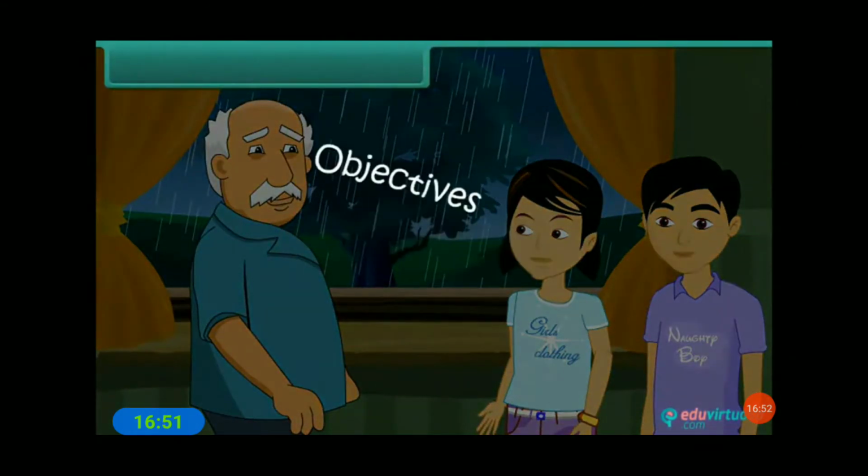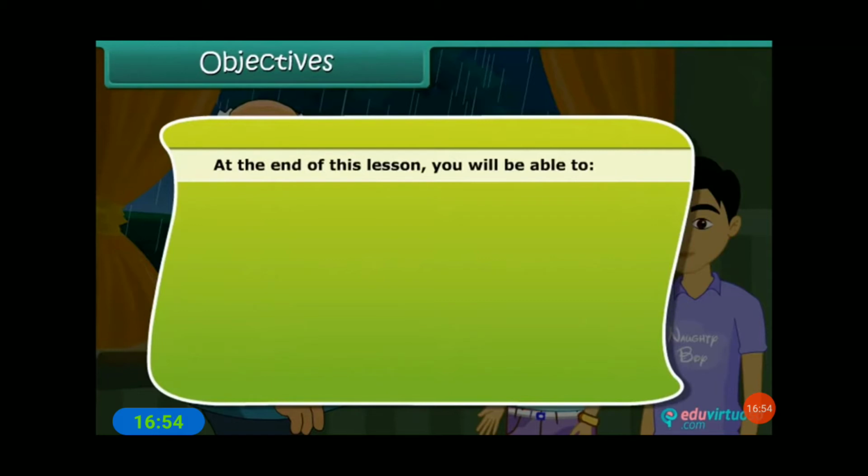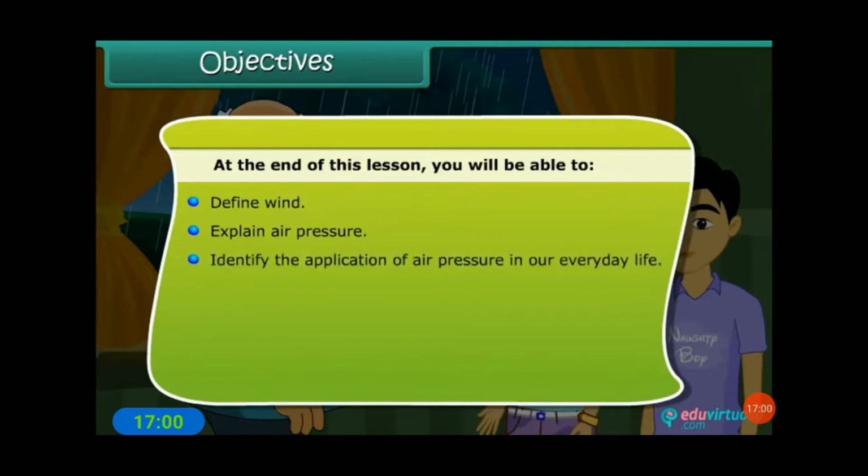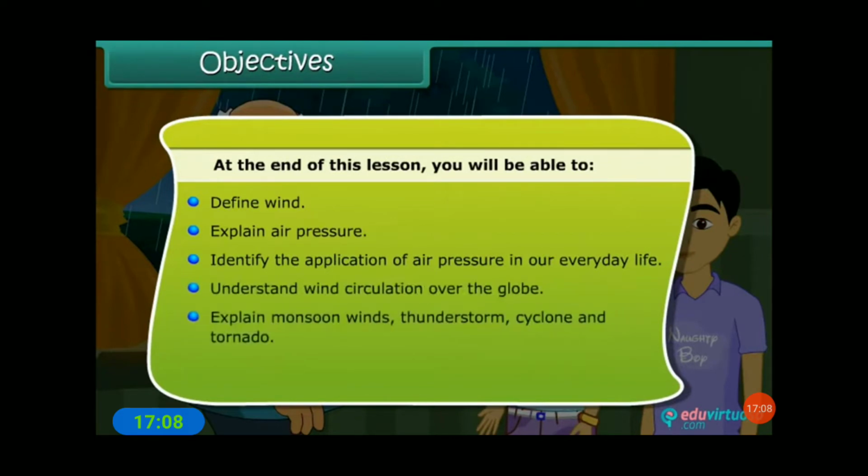Objectives. In this lesson you will be able to define wind, explain air pressure, identify the application of air pressure in our everyday life, understand wind circulation over the globe, explain monsoon winds, thunderstorm, cyclone, and tornado, and discuss the effects of cyclones and the safety measures to control them.